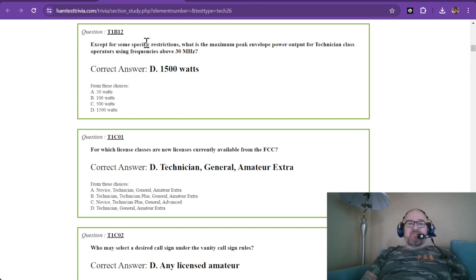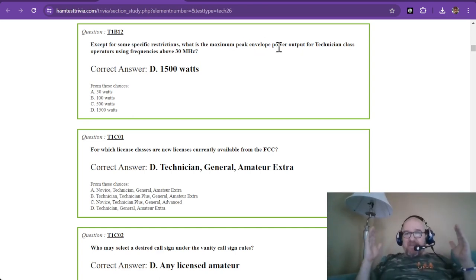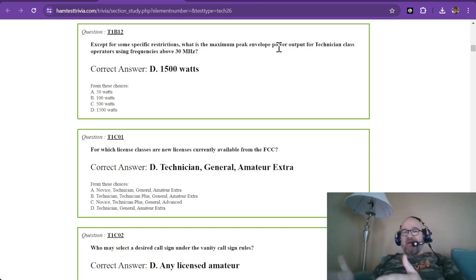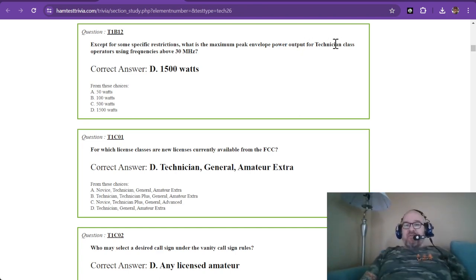Except for some specific restrictions, what is the maximum peak envelope power? Again, remember, peak envelope power is what is coming out of a radio or out of your amplifier. For technician class operators using frequencies above 30 megahertz, so that's VHF, UHF, and so forth, you do have 1500 watts. You're allowed 1500 watts at that point. So that is the end of the technician element one, subelement B. There are 12 questions that you've got to know the answer to.